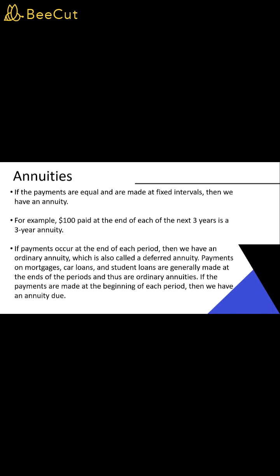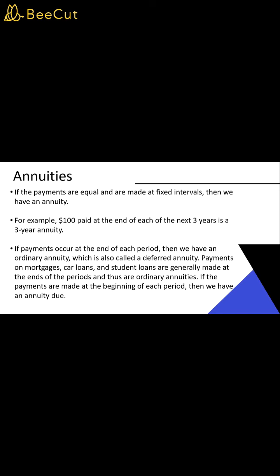Okay, next I want to talk to you about something known as annuities. Annuities are payments that are equal and are made at fixed intervals. So regularly you are going to be making a payment at every, let's say, month or every 6 months, whatever the fixed interval is. For example, 100 is paid at the end of each of the next 3 years. And that is going to be a 3-year annuity.